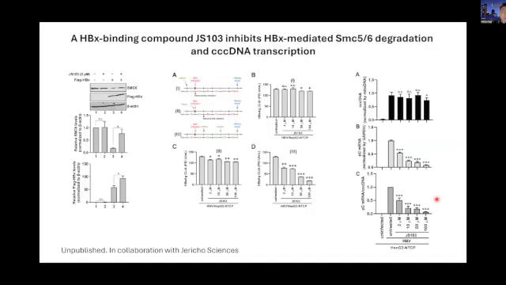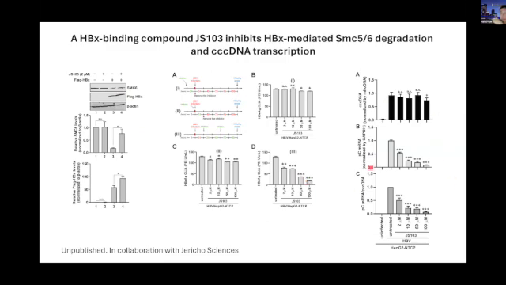And recently, we collaborated with Jericho Sciences, a North Carolina-based company. They have an HBx binding compound called GS103. You can also see that the compound blocks the X-mediated degradation of the SMC6 protein here. And from the time-of-addition study, you can see the compound only blocks E antigen production when added after HBV entry. So that means it targets a post-entry step, maybe the cccDNA transcription.